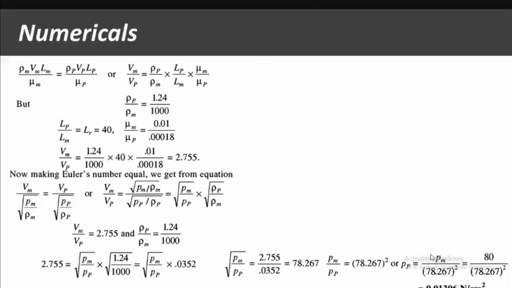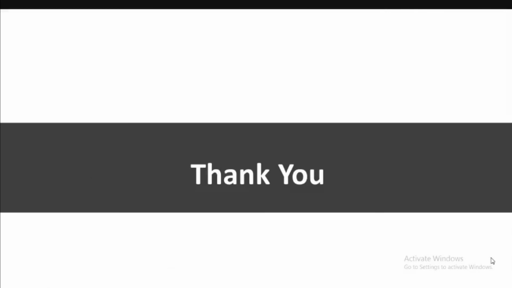So put the values here. We were given 80, 80 Newton per centimeter square. See, if you take 80 above, the answer will come in Newton per centimeter square. If you take 10 to the power 4 here, your answer will come in Newton per meter square. Okay, so we are taking 80, so the answer will come in Newton per centimeter square. So finally, we will have pressure of prototype equals 0.01306 Newton per centimeter square. Okay, so with this problem, we have completed our unit number 6.